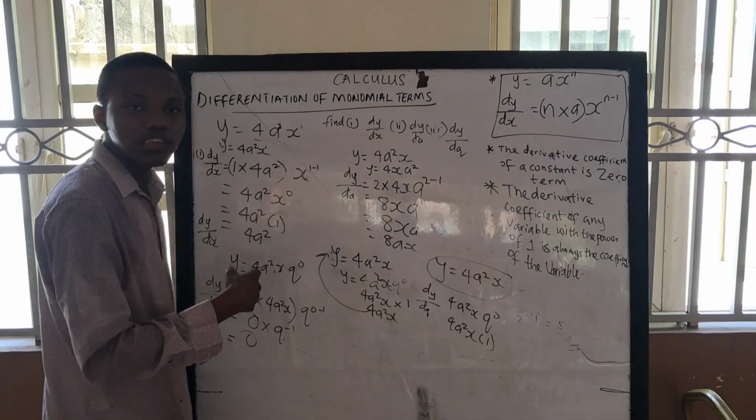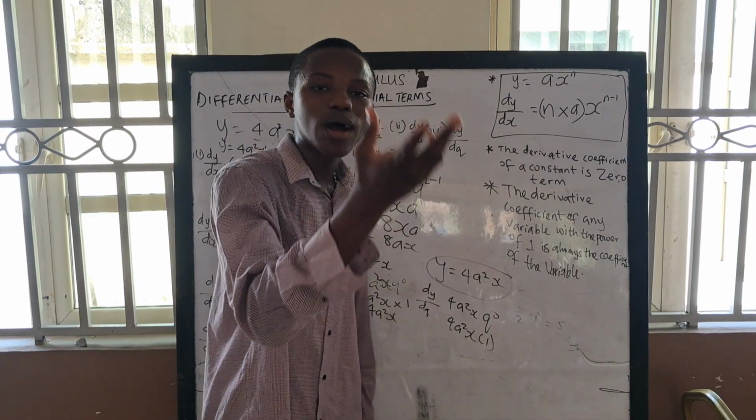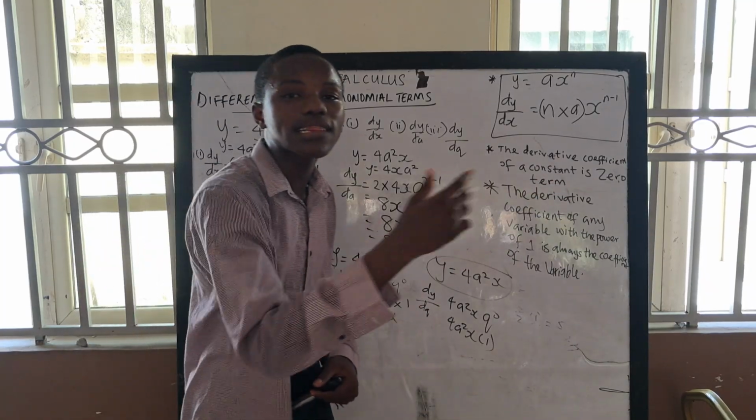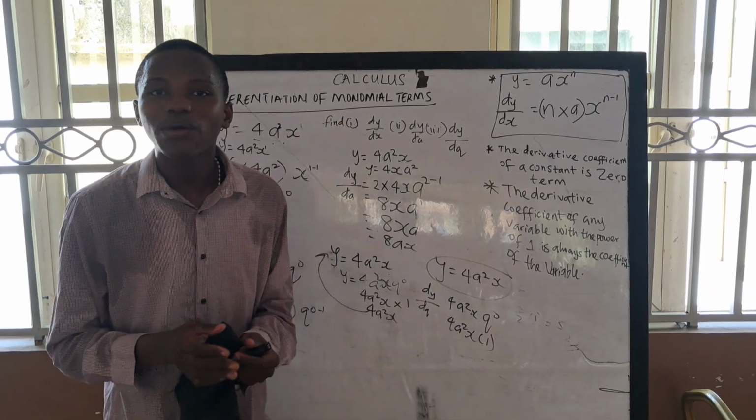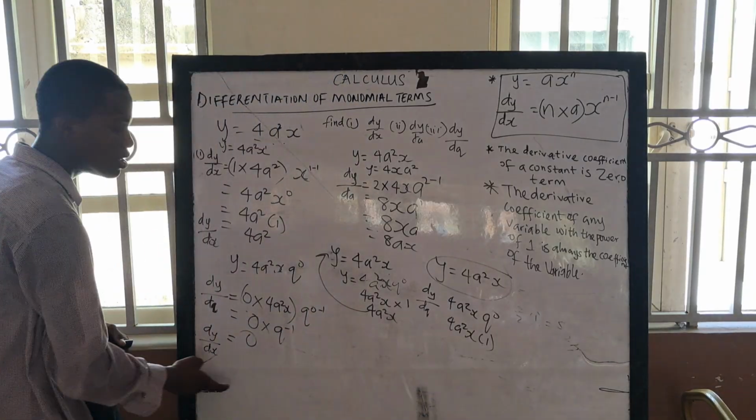Because this q is a constant term, it's not in the function. We gave it a power of 0. That means q raised power 0 is 1. That means we are differentiating a constant term indirectly. So we are differentiating 1. And when you differentiate 1, which is a constant term, it is what? 0. So that's why you obtain 0 here.